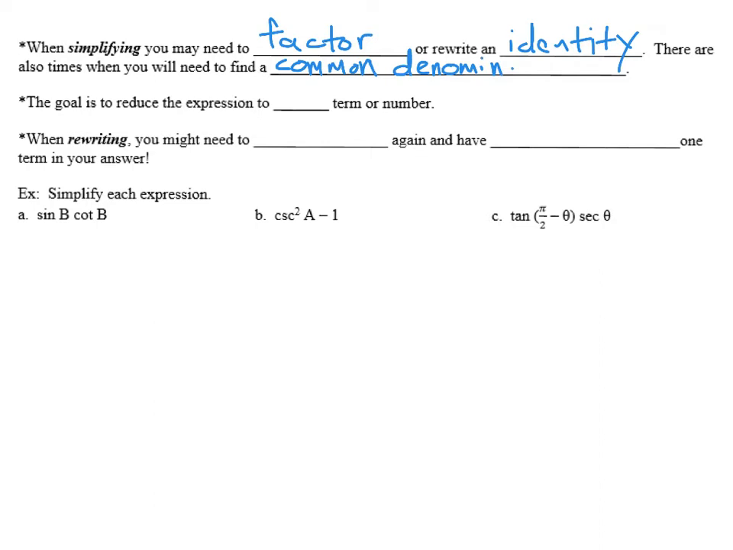I know this feels like a lot, and we need to get to a point pretty quick where it's like, okay, show me what this looks like when you're doing it in a problem. And that's right where we're headed. Ideally, we can get it down to one trig function or one number. That's not always possible. When you're rewriting, you might need to factor again. Always beware of factoring. And you might have more than one term in your answer. Ideally, we get it down to one, but don't think if you have more than one that you must be wrong. Possibly not. Okay?